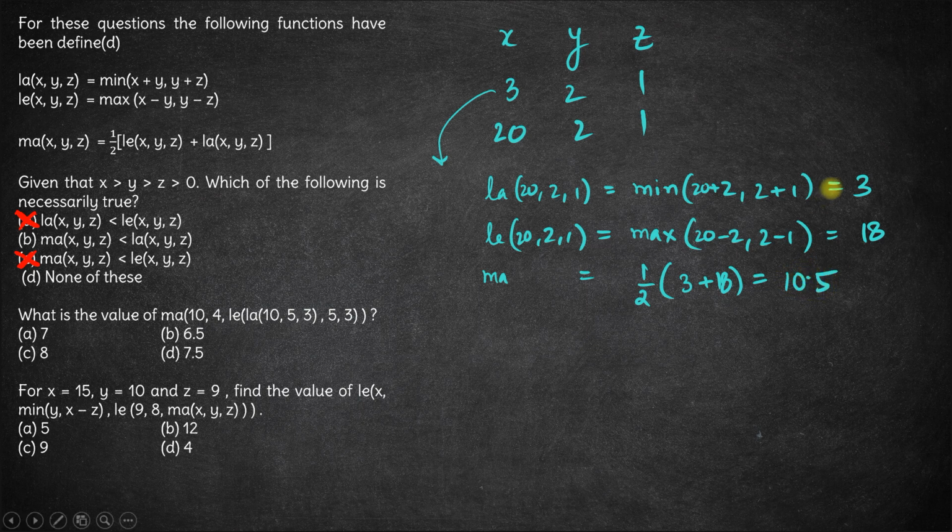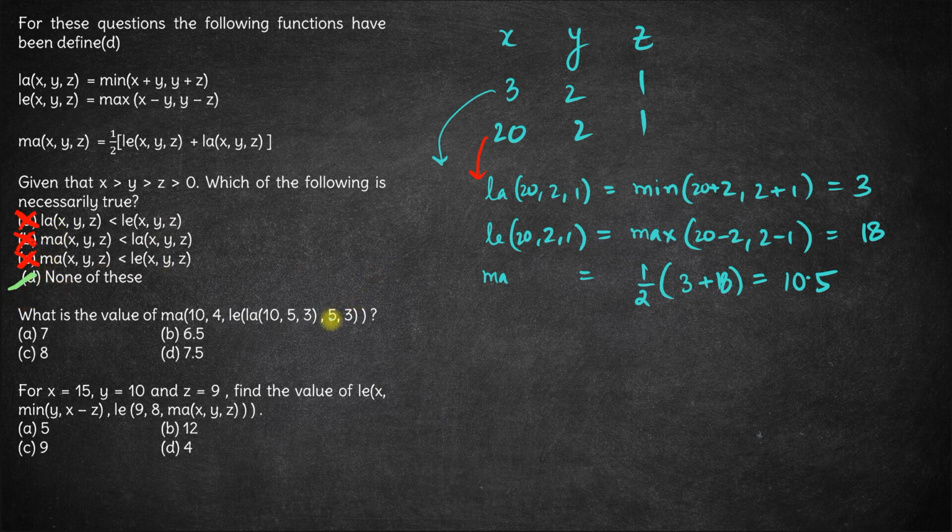Fine. Now, since A and C were already rejected for this particular set of values, let's see if B is true or not. Here B is MA is less than LA. So MA is 10.5, LA is 3. MA is actually greater than LA. So this is also rejected. For different sets of values, A, B and C can be rejected. Hence, the correct answer to this question is none of these. None of them is necessarily true. They may be true for some set of values of X and Y, but not all sets of values of X and Y. Hence, the correct answer here is option D.